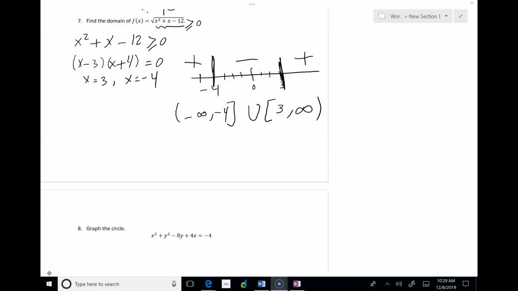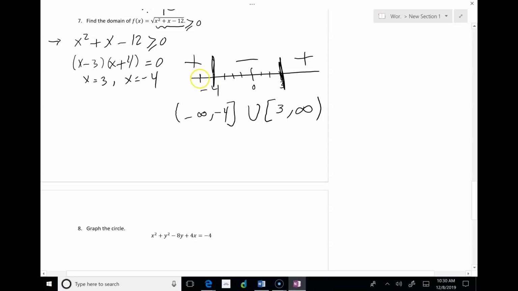Okay, to find the domain of f of x, since this is a radical, there's a restriction on the domain: the expression under the radical must be greater than or equal to 0. So you put the expression under the radical greater than or equal to 0 and find the zeros of that. In this case, it's easy to factor. If it's not, you can use the quadratic formula to find the zeros.